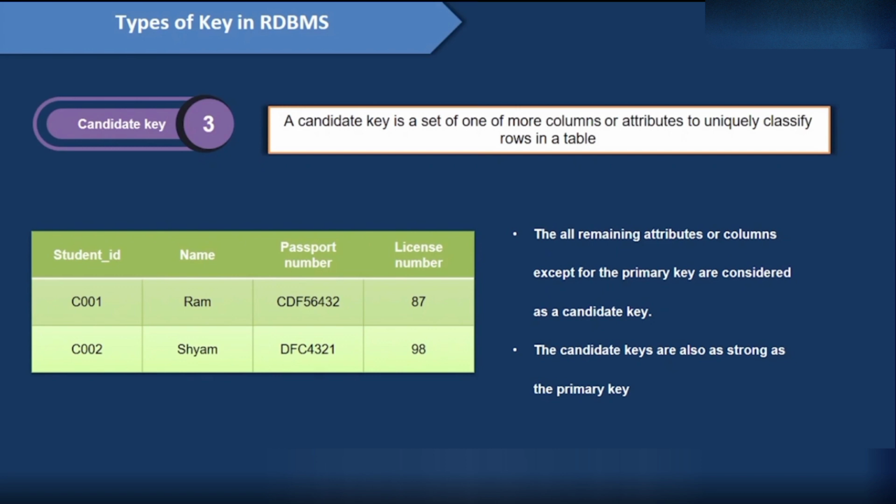All the remaining attributes or columns except for the primary key are considered candidate keys. The candidate keys are also as strong as the primary key, right? So if you look at the table, we have 4 attributes or 4 column names. In this case, we can say student ID will be unique, passport number is also unique, and license number will also be unique, right? So except student ID, your passport number and license number are also a part of the candidate keys, right? So this is also unique, and you can use them as a candidate key.